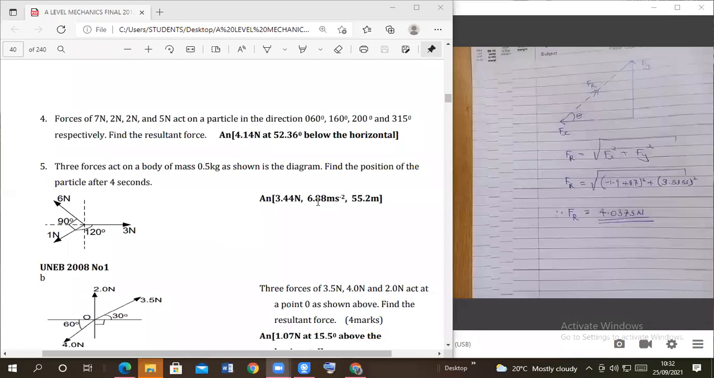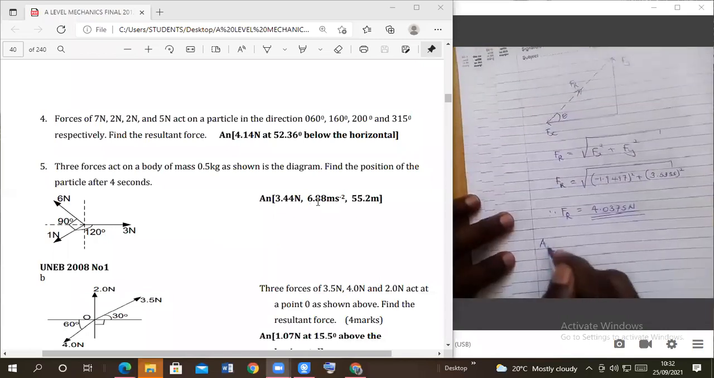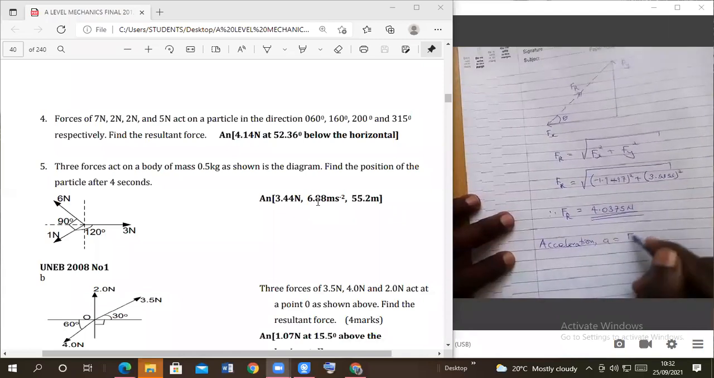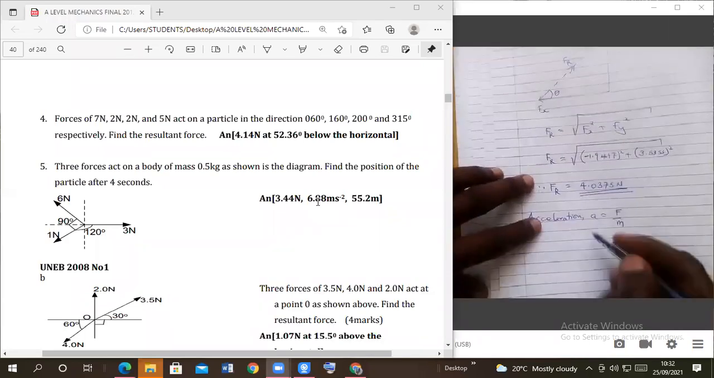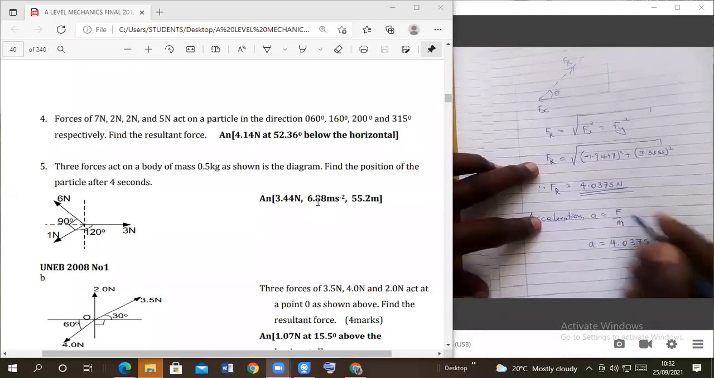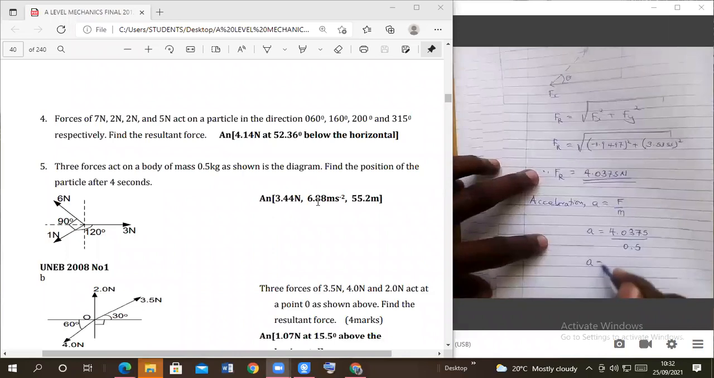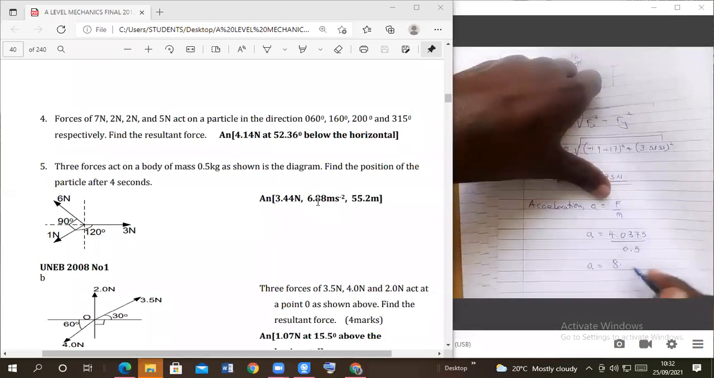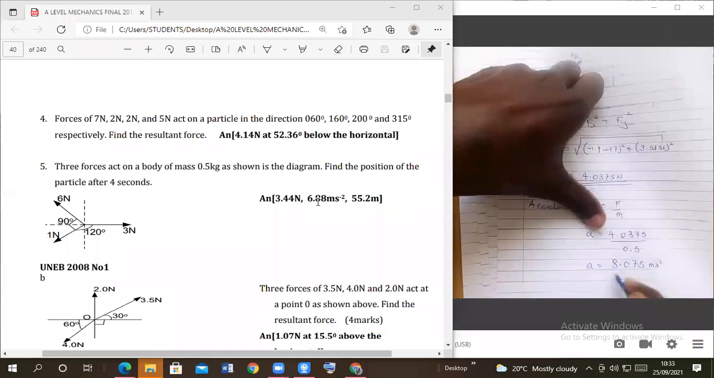So let's also find the acceleration. Acceleration a is equal to F over m. So our acceleration will be the resultant, which is 4.0375, divided by the mass, which I've said is 0.5. So what do you get? 4.0375 divided by 0.5 is going to give us 8.075 meters per second squared.